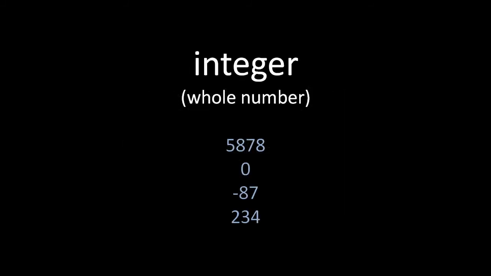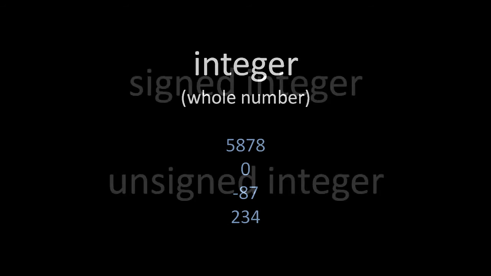First we'll start with integers. An integer, remember, is just the fancy term basically for whole numbers. That is, numbers without any kind of fractional component. So examples are 5,878, 0, -87, or 234. When we represent integers as bits, we do so in 2 basic forms, either signed or unsigned. A signed representation can represent both positive and negative integers, but an unsigned representation can only represent positive integers.